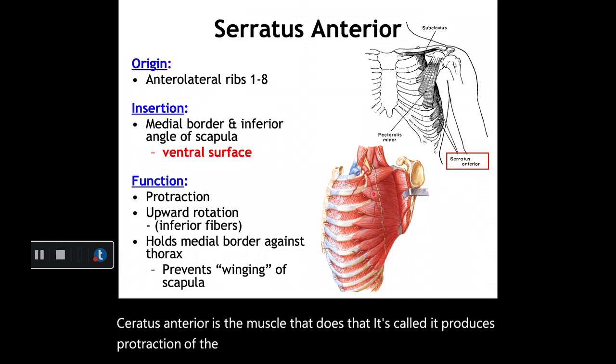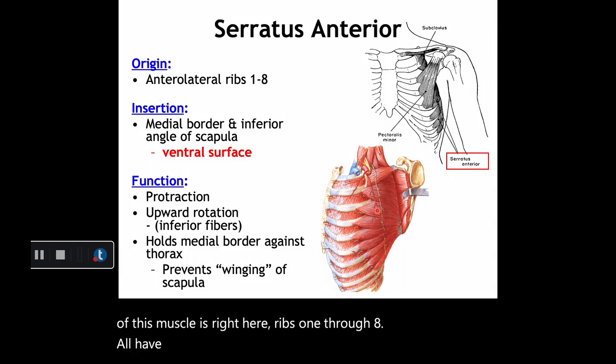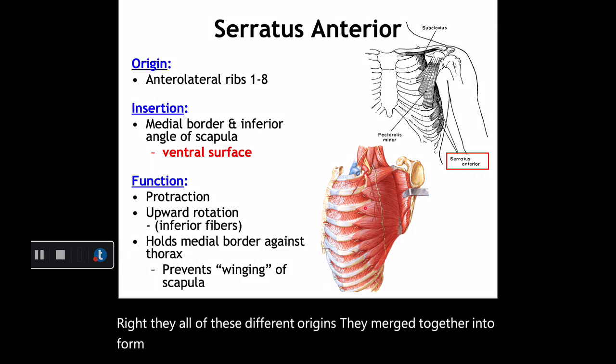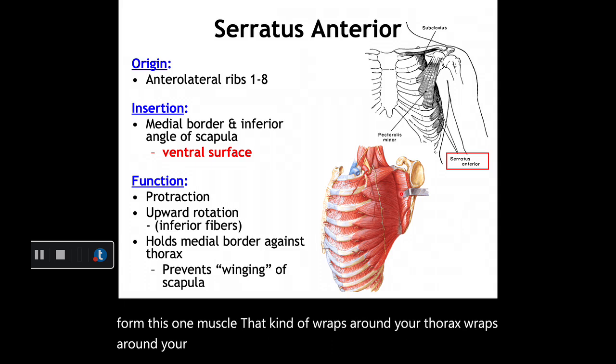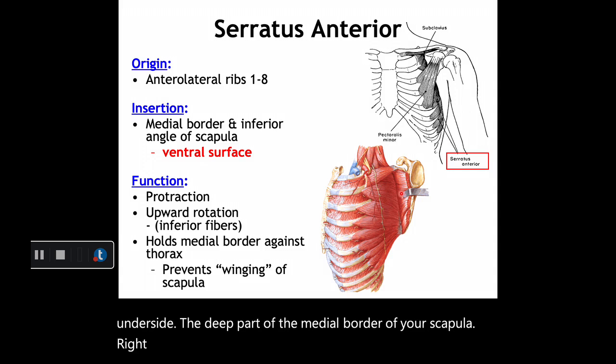You look at where the origin of this muscle is, right here, here, here, here. Ribs 1 through 8 all have different parts of serratus anterior. All of these different origins merge together to form this one muscle that wraps around your thorax, wraps around your rib cage, and then attaches to the underside, the deep part of the medial border of your scapula. So if this were my scapula, my serratus anterior would wrap around it.